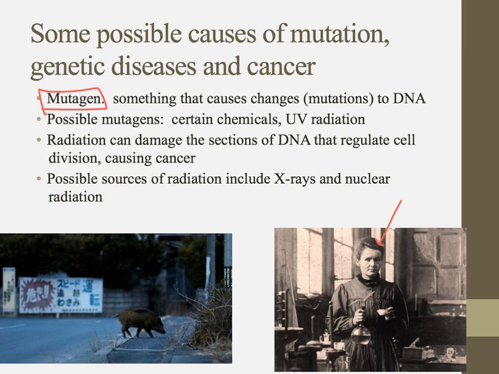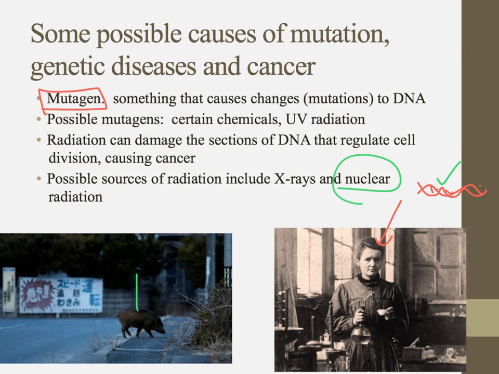So this is Madame Curie, one of the great woman heroes of science, and she actually died of ovarian cancer, probably due to the radiation that she was exposed to in her lab. So you have sections of your DNA that are supposed to turn on when cell division is necessary and then turn off when cell division isn't necessary. And for some reason, these mutagens keep that in the on position, and they just keep dividing out of control. Another possible source of radiation includes X-rays and nuclear radiation.